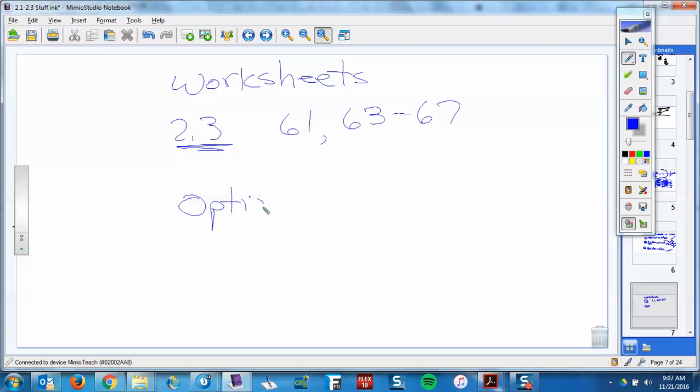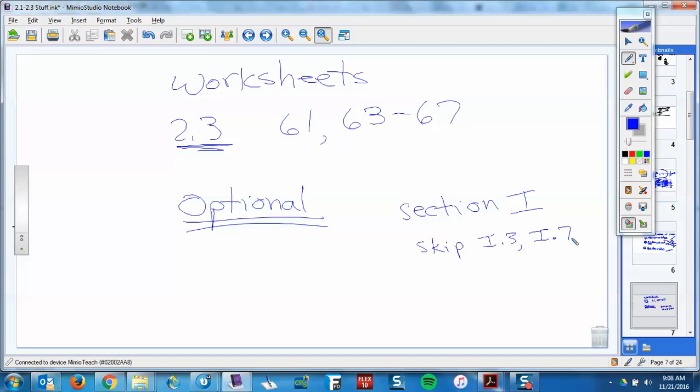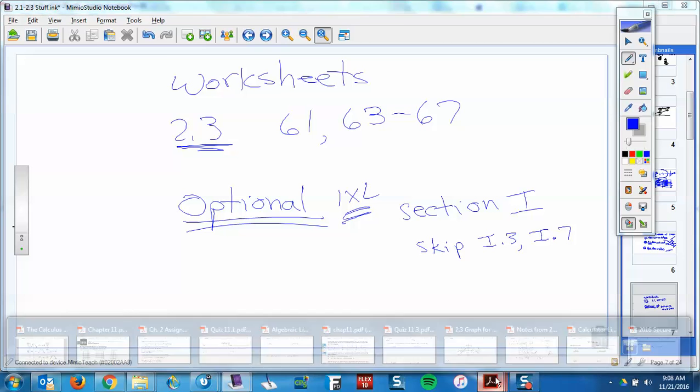And then optional, don't forget about those optional IXLs that I gave you the other day. I didn't even check to see if anybody did them. But those gave you some algebra practice on limits. These optional ones give you some questions about continuous functions. It's section I that I showed you there. You can skip I3 and I7 for sure. You could do any of the other ones. Again, it's just optional practice on the IXL.